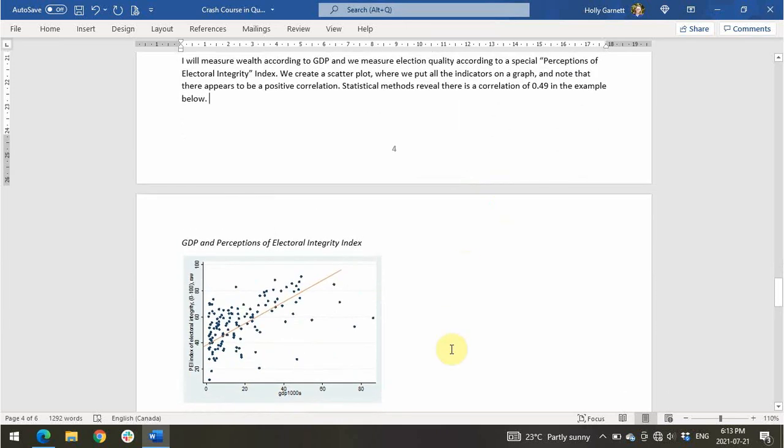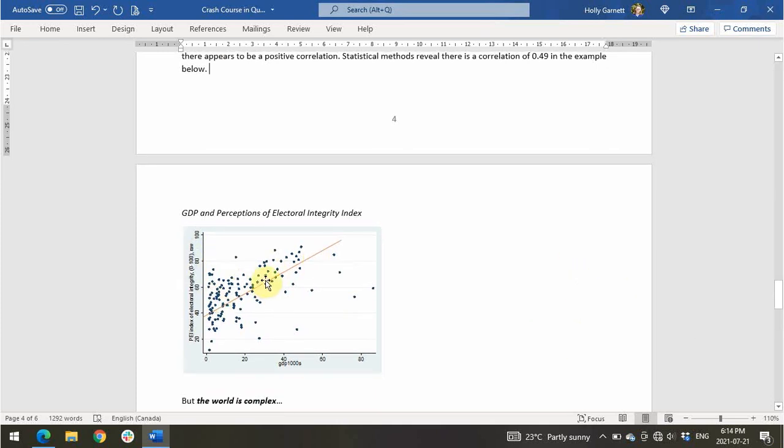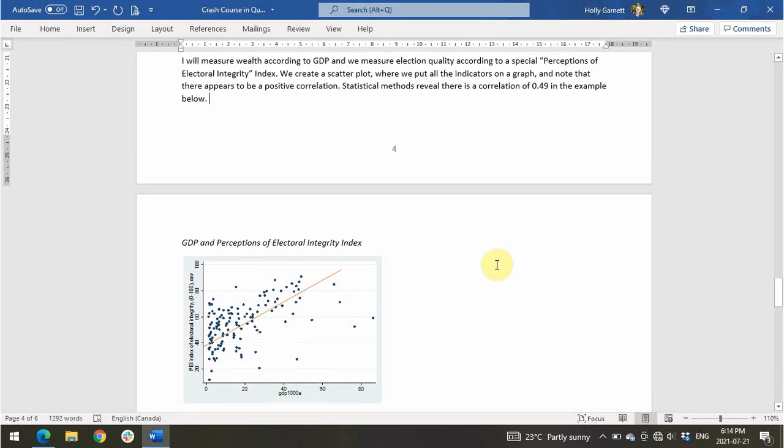So we could create a scatter plot where we put all of the indicators on a graph. This is their GDP, and this is their perceptions of electoral integrity index. As their wealth goes up, does their electoral integrity go up? We note that there appears to be a positive correlation. I just drew this red line in here. It's not actually part of the scatter plot. But you can see generally as wealth goes up, the quality of elections goes up.